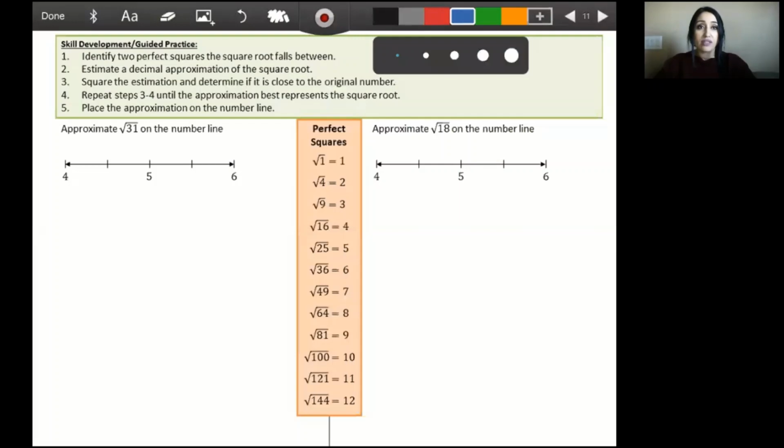Hey everyone, you're now at the skill development guided practice section of this lesson.